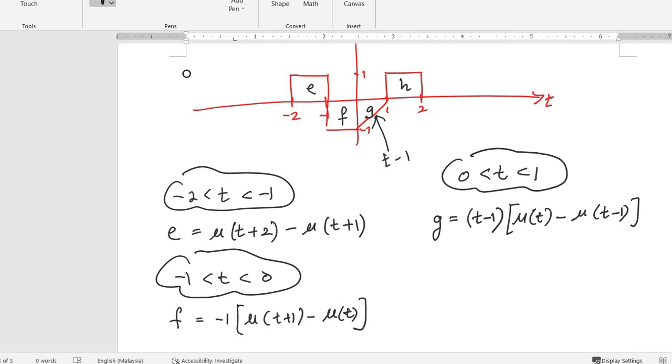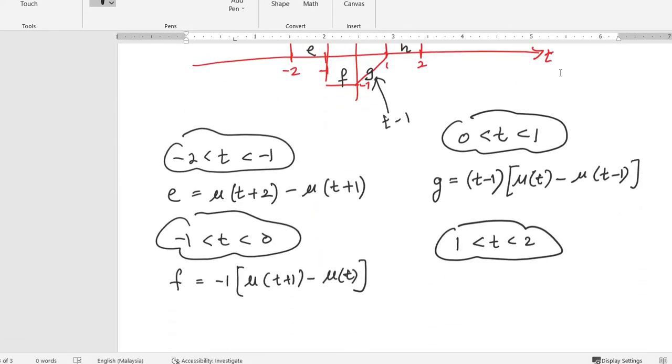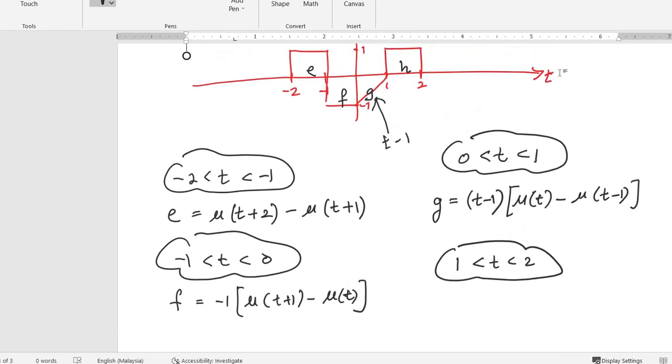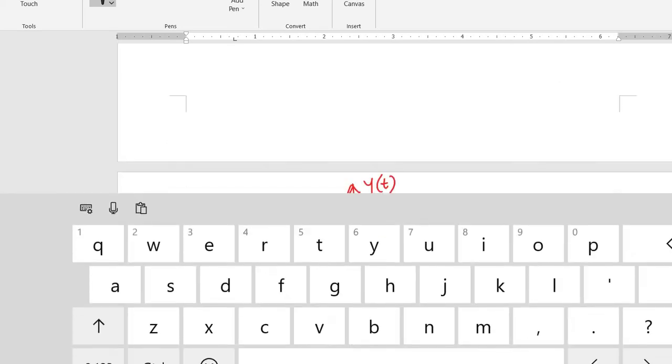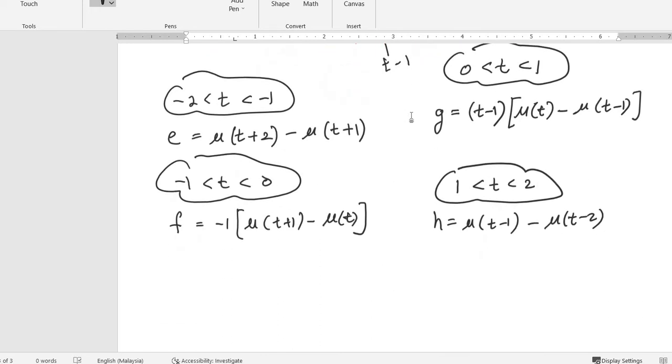And then lastly, we have the range from 1 to 2. For 1 to 2, the amplitude is 1. So H is equal to unit step u(t-1) minus u(t-2). Okay, so now you have ABCD, and now you have EFGH. So y(t) equals E plus F plus G plus H.